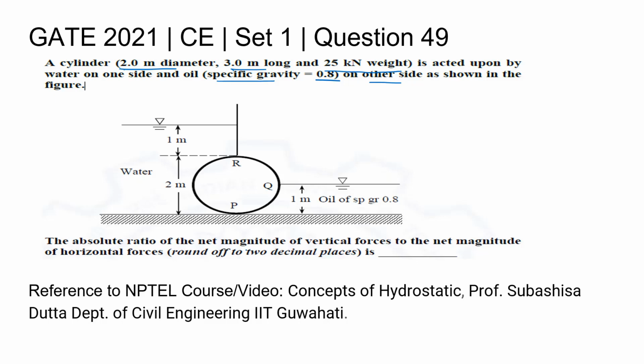The absolute ratio of net magnitude of vertical forces to the net magnitude of horizontal forces rounded off to 2 decimal places is. Reference to the relevant NPTEL courses or video has been cited.